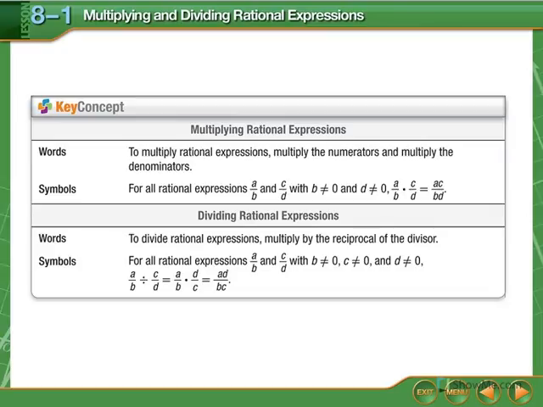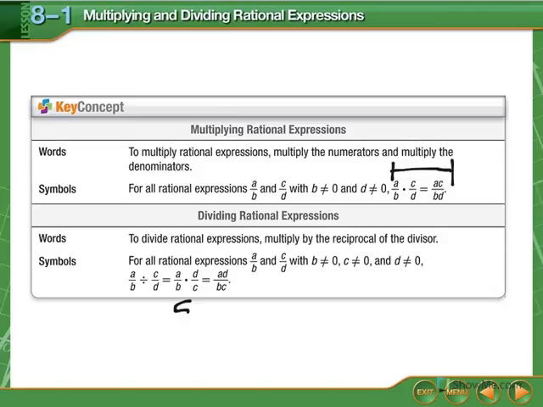Alright, so our key concept. If we're multiplying rational expressions and they're separated, that means when we multiply them, we can actually put them together. So the numerators can multiply with the numerators, denominators multiply with denominators. When we are dividing rational expressions, it's just like you would with a fraction.